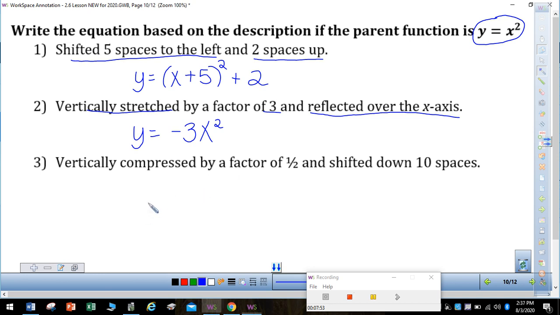The last one is vertically compressed by a factor of 1/2 and shifted down 10 spaces. So we'll start with y equals. Vertically compressed by a factor of 1/2 just means that we have a 1/2 in front of our x squared. Down 10 spaces means that we're just subtracting 10 on the end. So we get 1/2 x squared minus 10.